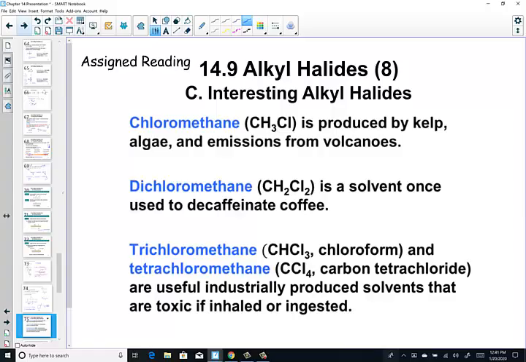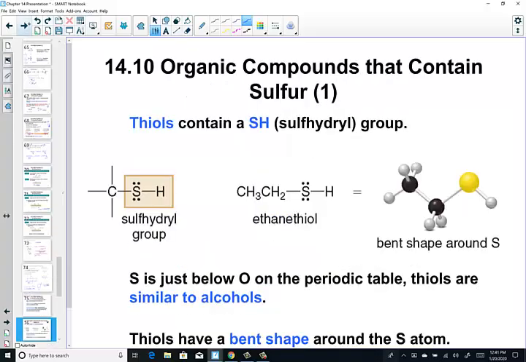You're also going to jump into your book now and do some interesting alkyl halides reading. So go in and pull out some informative, interesting topics that you'd like to write about some interesting alkyl halides. And we have one more to come back to, and that's your sulfur-containing organic compounds. So that last section of reading, and then we're going to finish up the video here with our sulfur group.